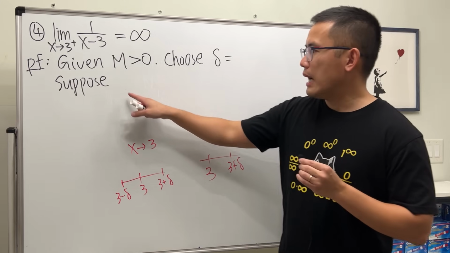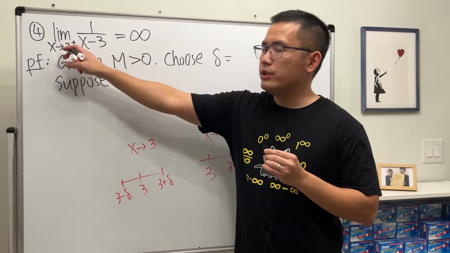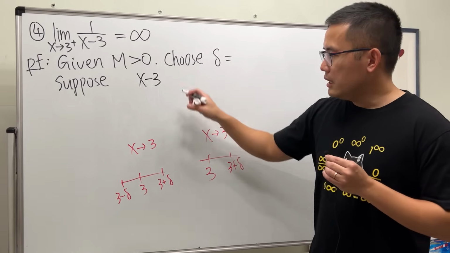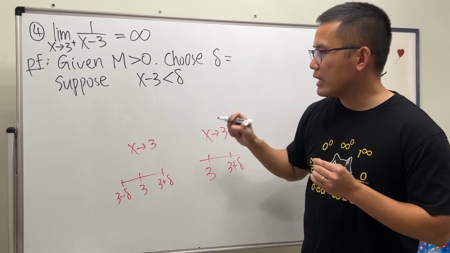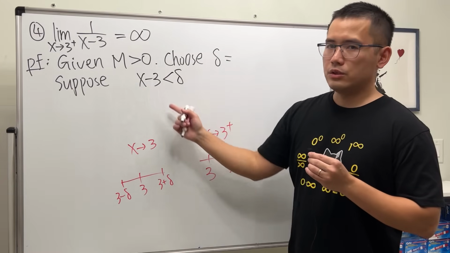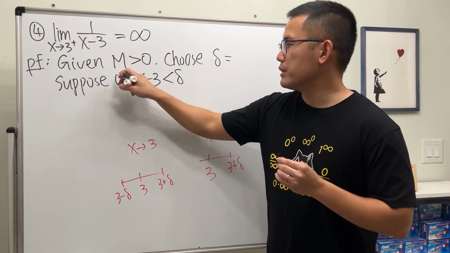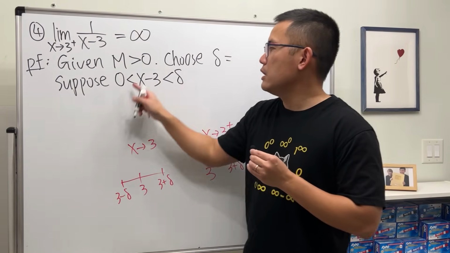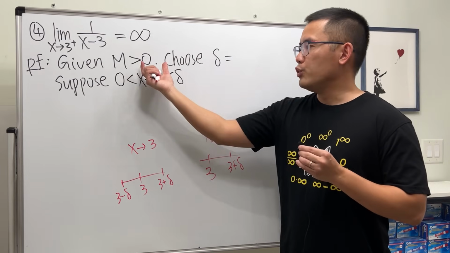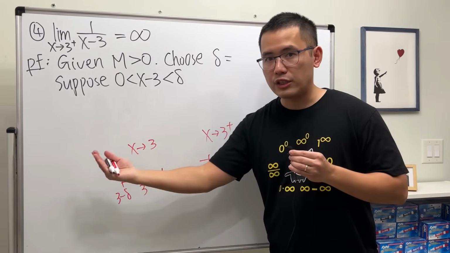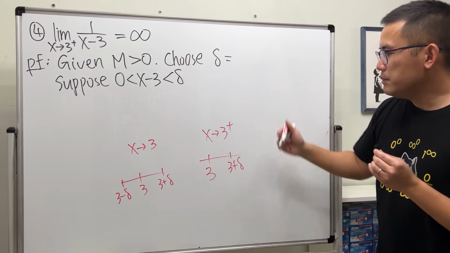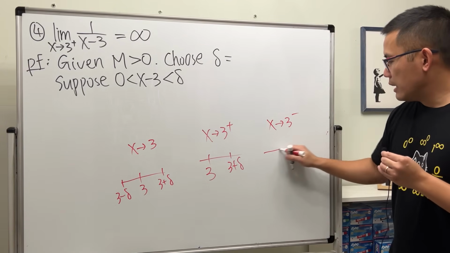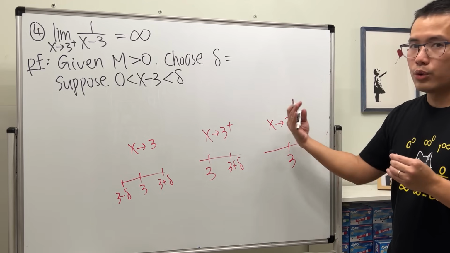So here I'm going to write down the distance between x and 3. So I'll write down x minus 3 is less than delta. And again, we don't want x to be exactly equal to 3. So put that down. You see the difference is that if you have x approaching 3 plus, you don't want the absolute value. When you have the absolute value, you go both directions. And of course, similarly, when you have x approaching 3 minus, that means 3 right here, and you go to the left only, right?